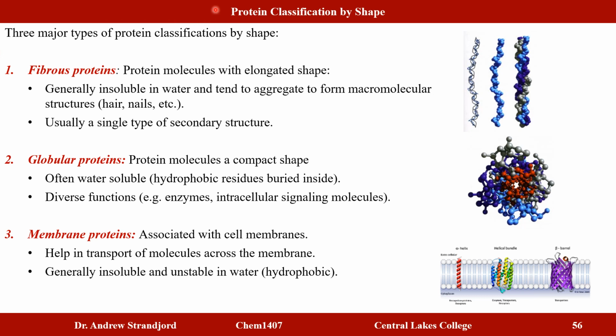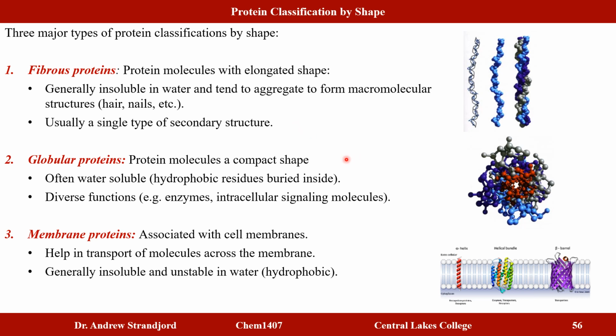Let's now look at how scientists classify proteins. One methodology is to classify proteins based on their three-dimensional shape, and we'll start off by discussing that one. The second way that scientists classify proteins is based on function. So if we look at shape, we can classify proteins as fibrous proteins, meaning the molecules are long in shape. These tend to be insoluble in water and tend to aggregate to form macromolecular structures like hair, fingernails, and toenails. Usually they have a single type of secondary structure, meaning they're all either alpha helixes or all beta-pleated sheets.